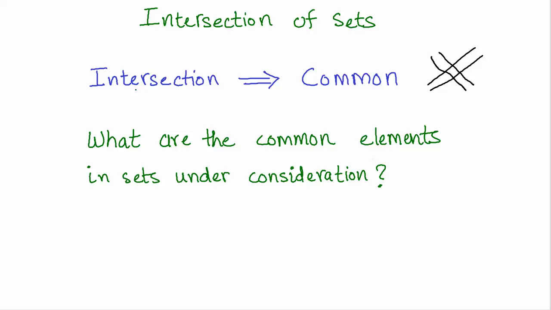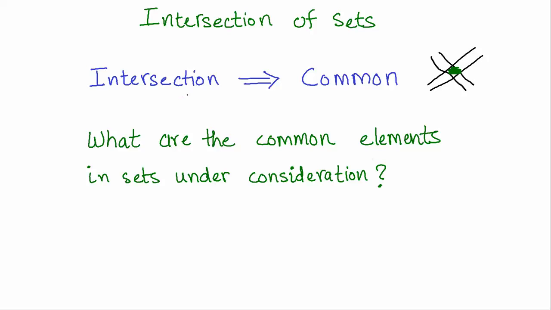Okay, so let us look at the second operation, which is intersection of sets. Now, intersection of roads, does that mean anything? It's just a crossing. If I look at two roads, they are intersecting or they are crossing. So intersection simply means what is common. So if I look at this, this is the common area.